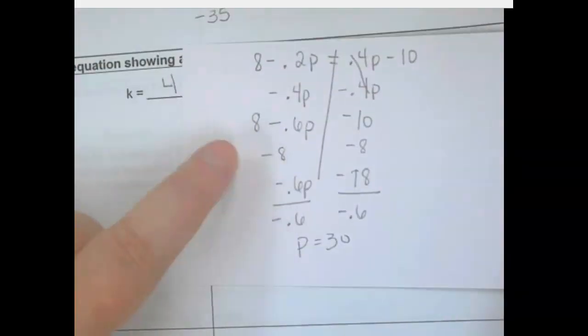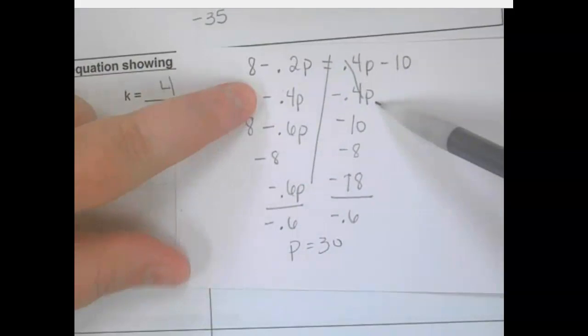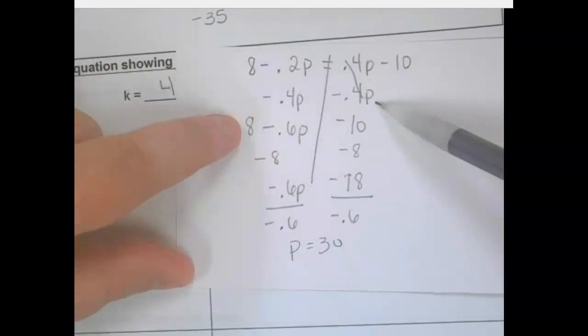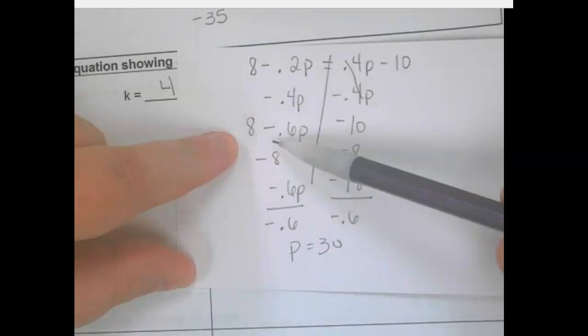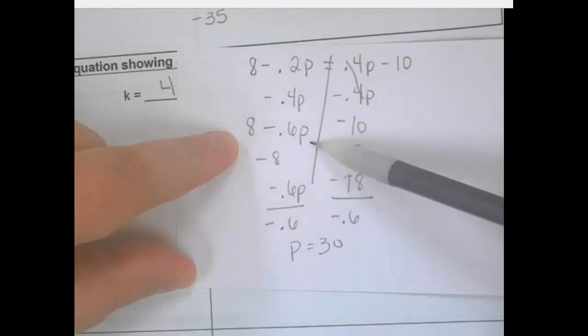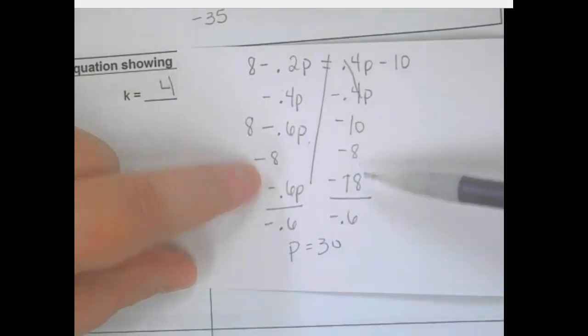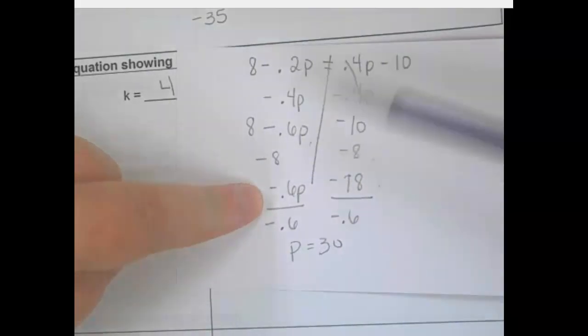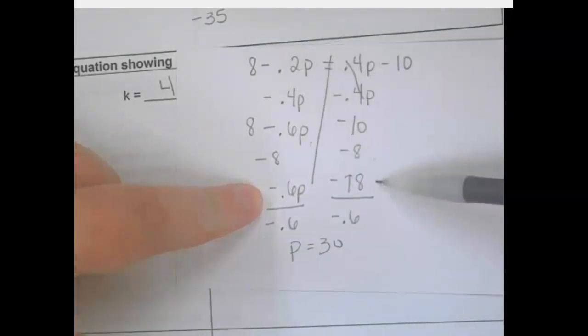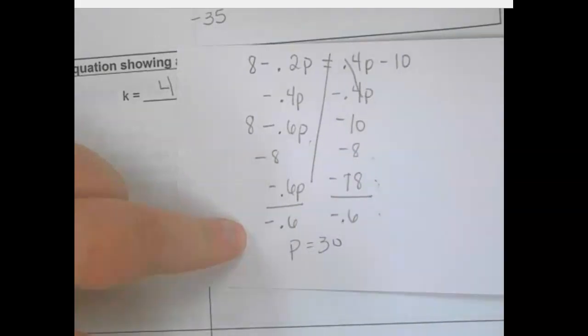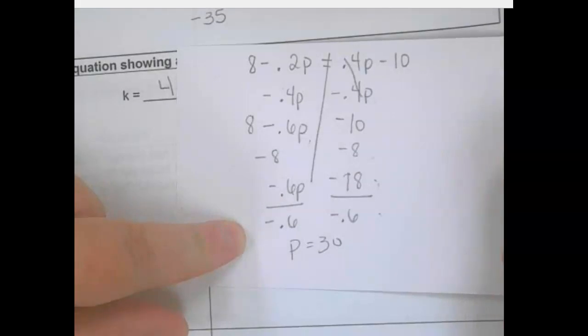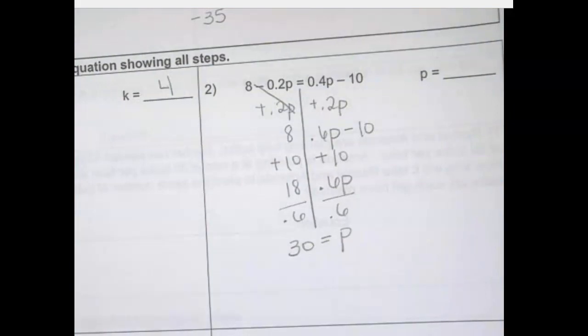For those of you who moved the 4p, I worked it that way on a separate card. So I subtracted 4/10 p from both sides. That gave me 8 minus 6/10 p. Then I subtracted 8 from both sides. You see that this way just involves having a negative coefficient. Divide both sides by negative 6/10. P equals 30. You get the same answer either way. So it doesn't really matter which way, I just prefer avoiding negatives if I can. Questions on that one?